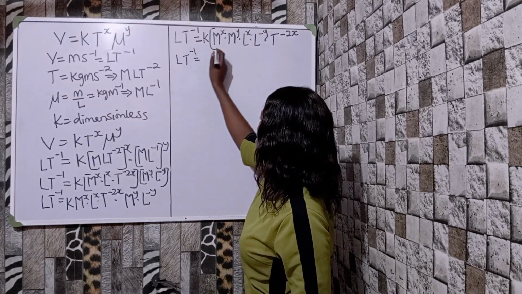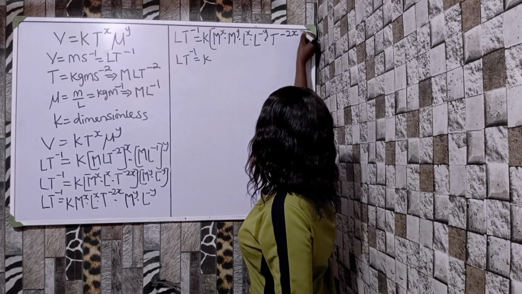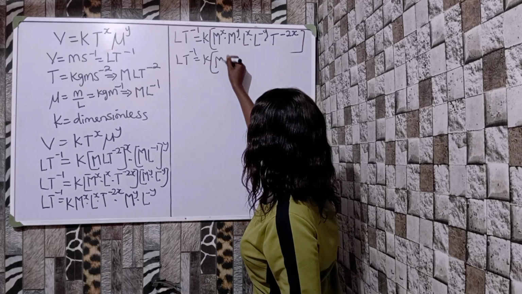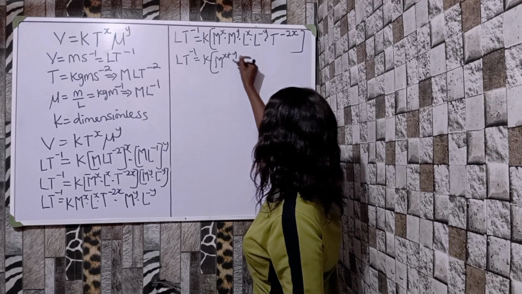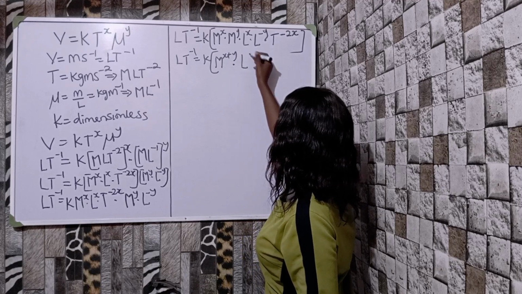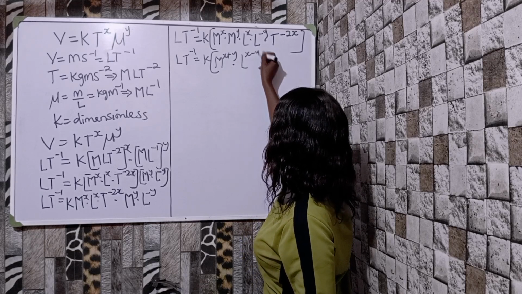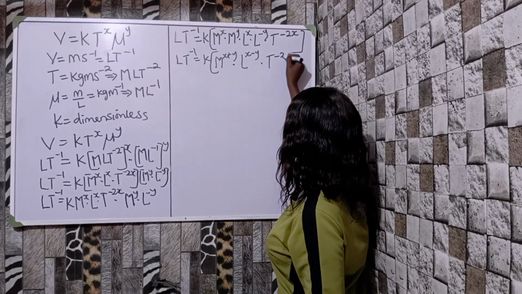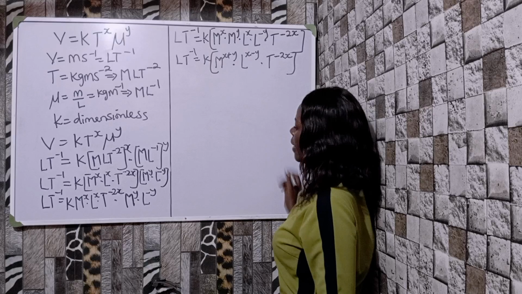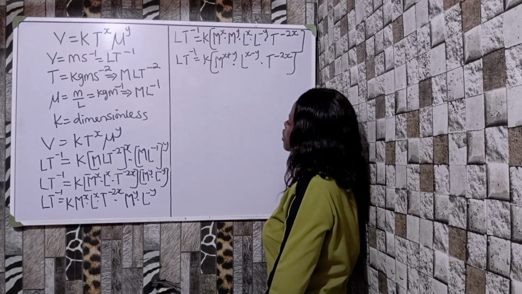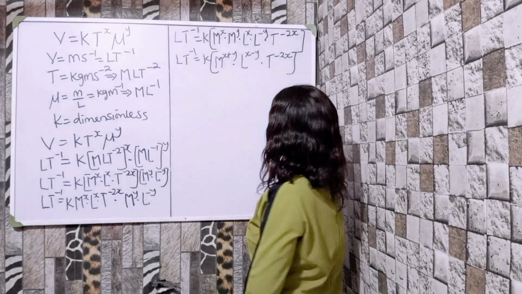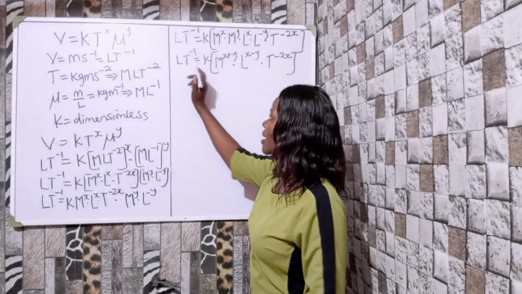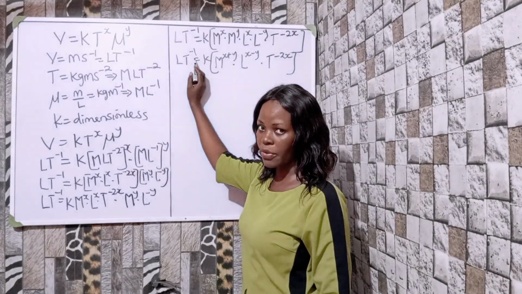lt minus 1 is equals to, this is bracket, k bracket, mx plus y dot lx minus y dot t minus 2x. So the next thing we are going to do now is to relate this side to this side, because we already have lt minus 1, okay.